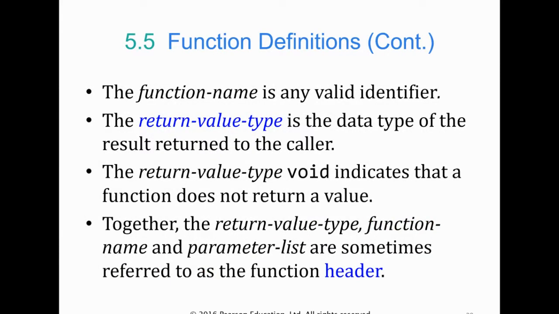Now, the function name is any valid identifier. Return value is the type of data that is going to be returned, and so together the return value type, the function name, and parameter list are sometimes referred to as the function header. So again, you could think of the function prototype as being like a function header.